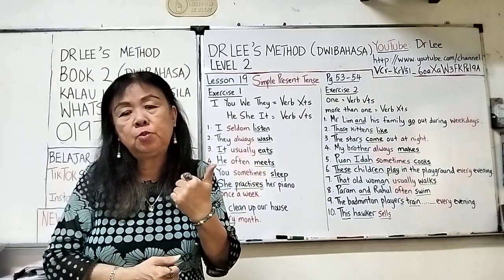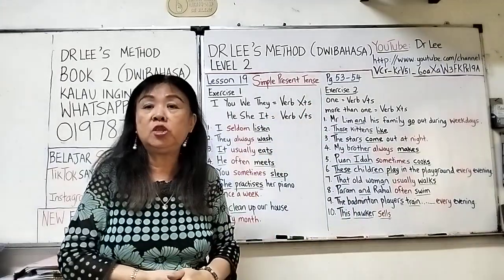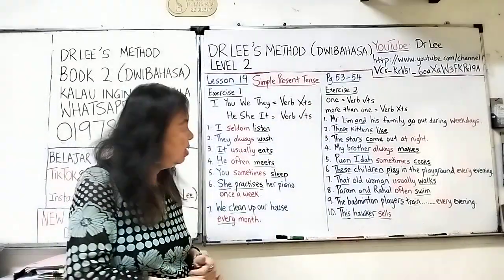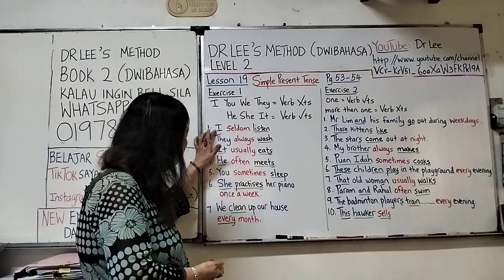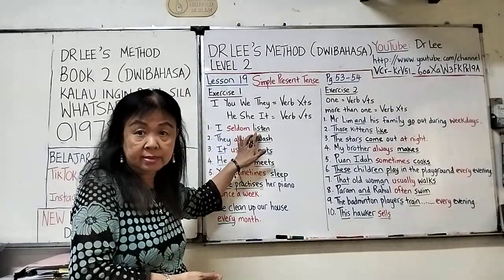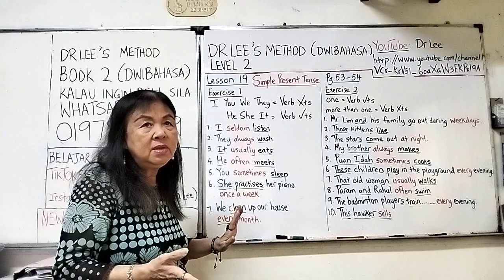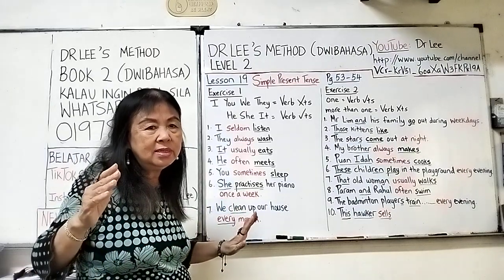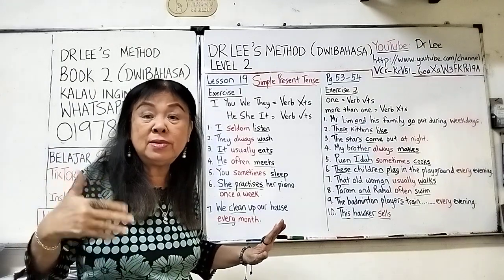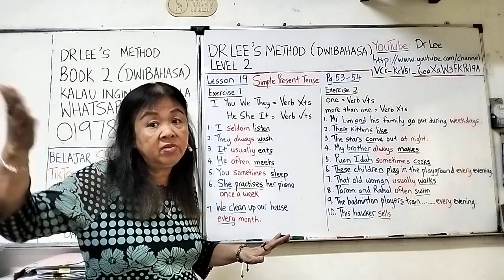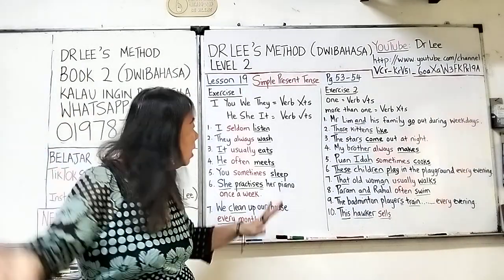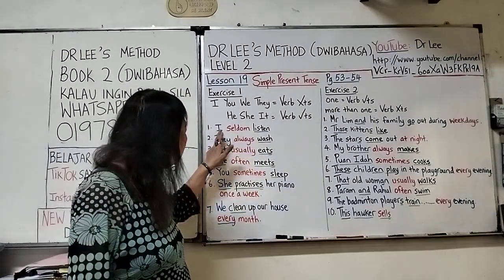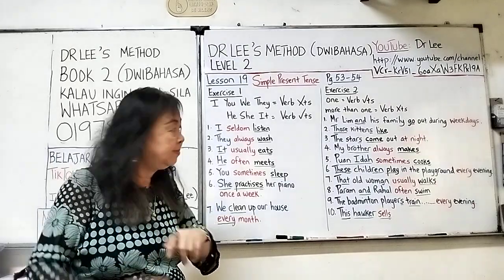Or if you have this book, please turn to page 53. I seldom listen to the radio in my room. Remember, I, you, we, they, verb cannot put s. Listen. Seldom is not all the time, maybe once in 2 weeks or once a month, but it still happens over a long time. So we use simple present tense. So I, you, we, they, verb cannot put s.